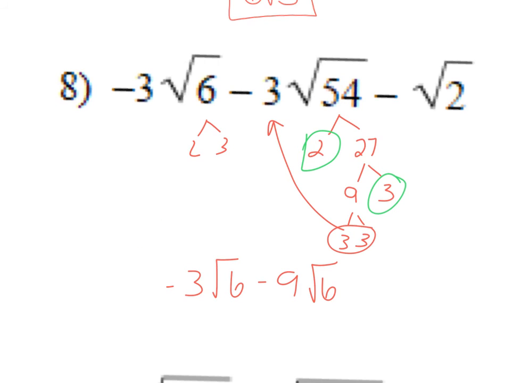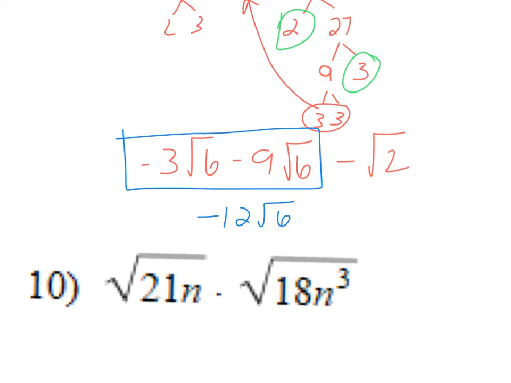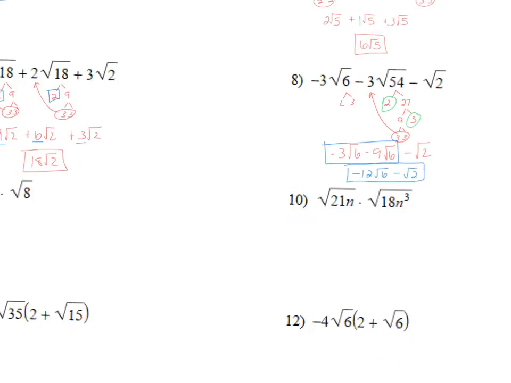And we'll just erase this guy. All right. Then on the last one here, we've got negative square root of 2. All right, so now combine like square roots. So I'm going to put these guys together. So negative 3 and negative 9 is negative 12 root 6. And then minus the square root of 2 drops in. And that's going to be my final answer.